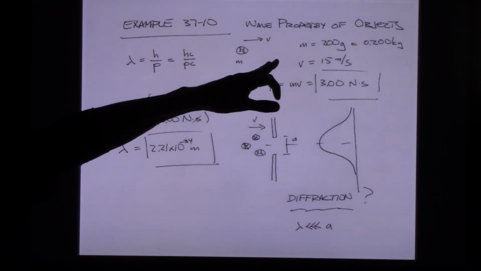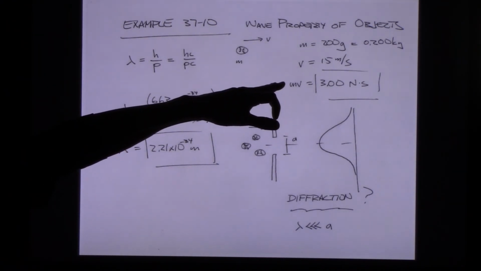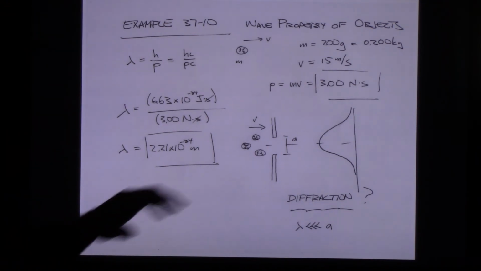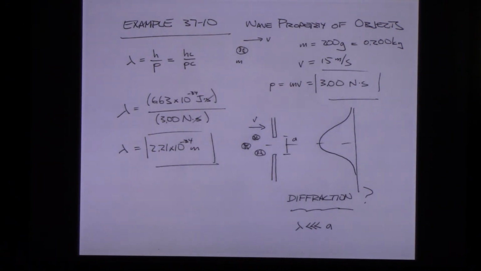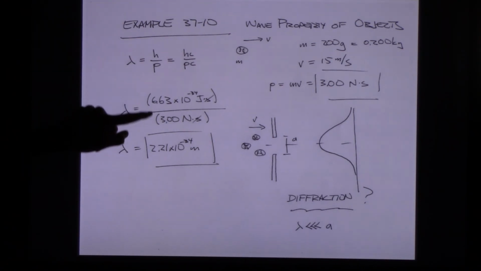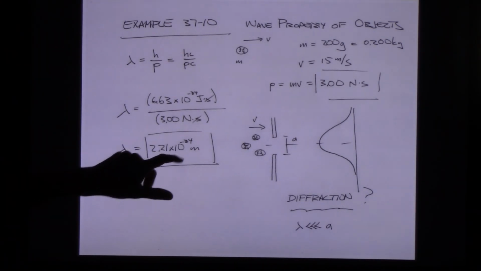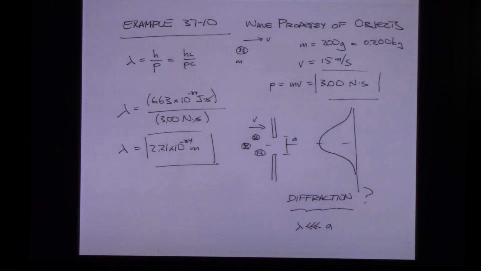Well, if I have a baseball with mass m, 200 grams, going at 15 meters per second, it's not much of a pitch, right? A good major league pitcher should be throwing 40 meters per second, so it's not much of a fastball. But p equals mv, that's 3 Newton seconds of momentum. And I plug those numbers in. So I put in the h, I put in the p for this. I got a wavelength of 2.21 times 10 to the minus 34 meters. That is a really, really, really tiny wavelength.